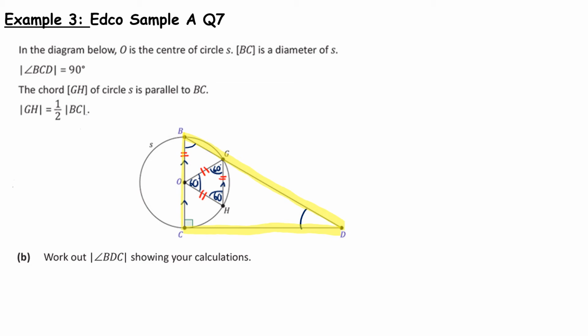Now think about all the information we've used. So we'll have used that 90 degree, we'll have used this piece here. This little statement here is interesting: the chord GH is parallel to BC. So anytime you see the word parallel, two words should come to mind: alternate and corresponding. So we're working with either alternate or corresponding angles.